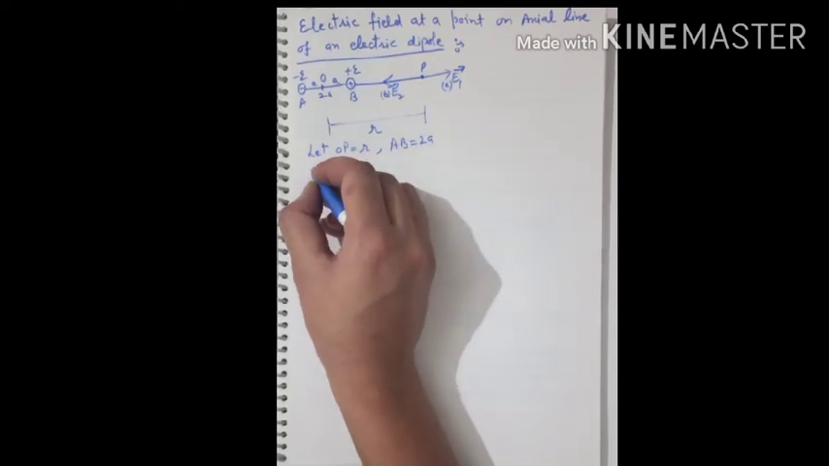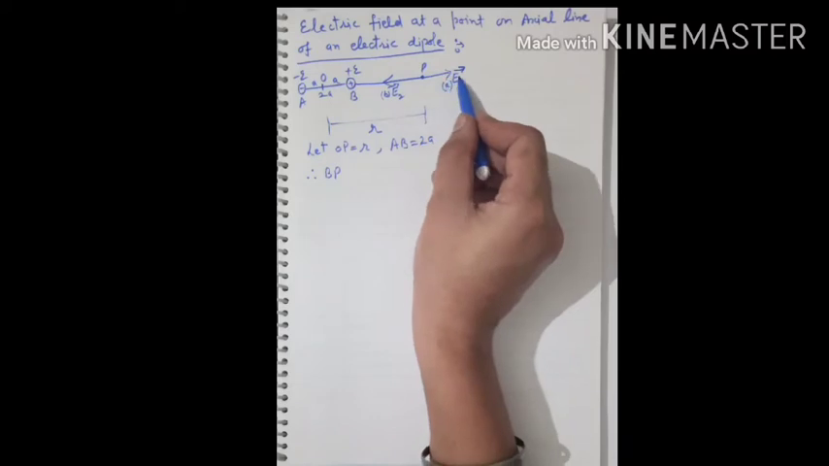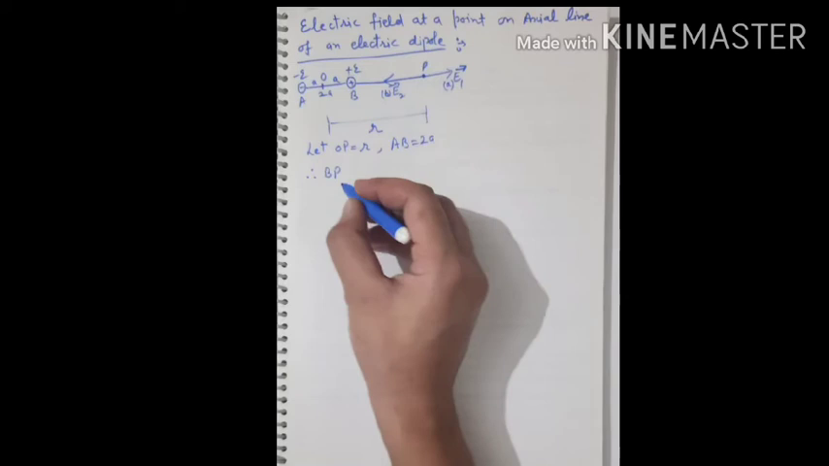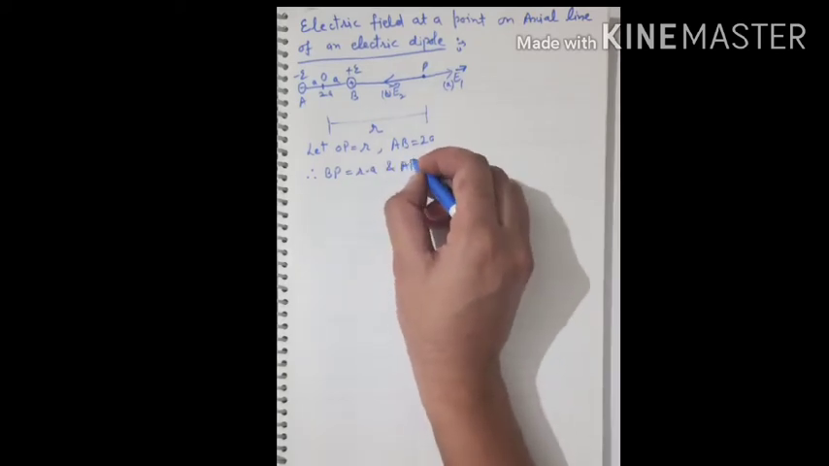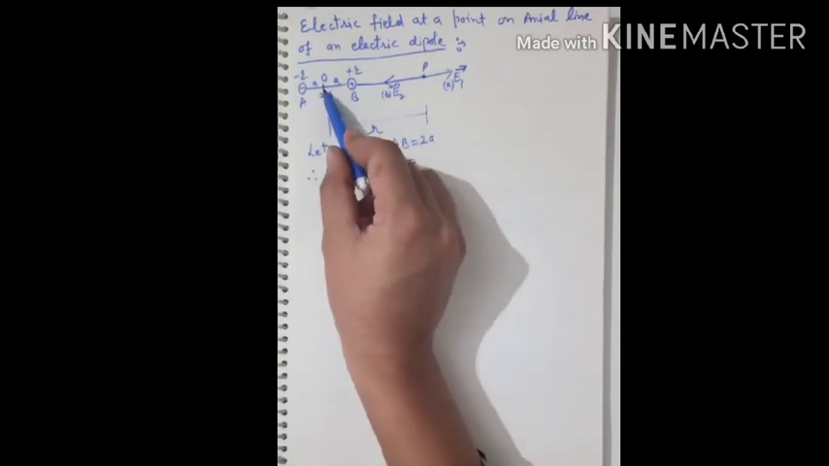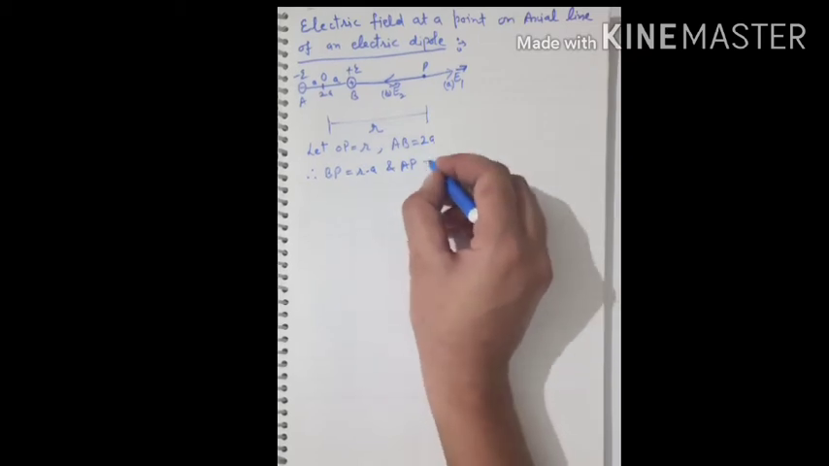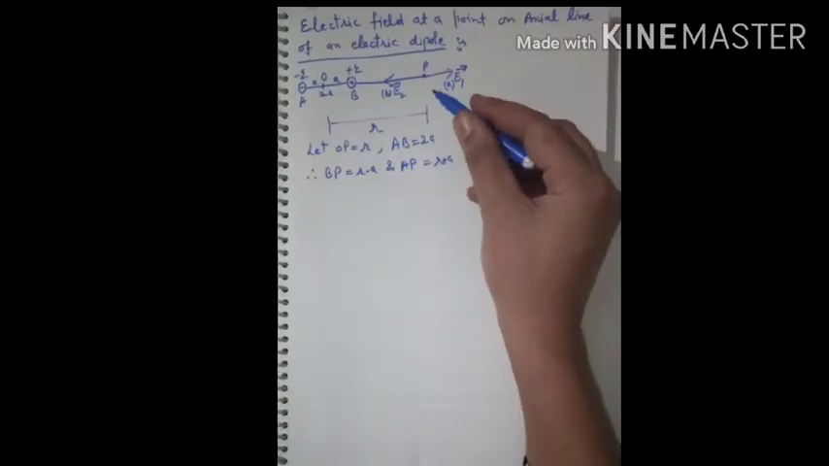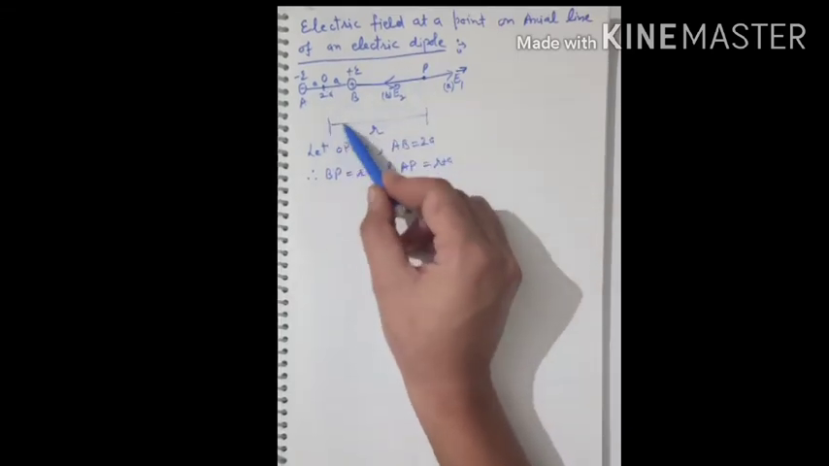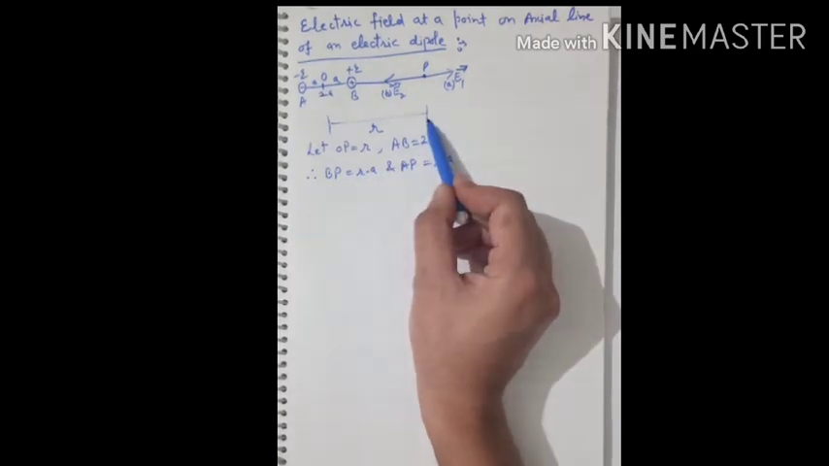The distance BP, from B to P, for electric field intensity E1, is r minus a. The distance from A to P is the r distance from O, with a extra, so we add it to r. So AP is equal to r plus a. This is the total distance from A to the point P.